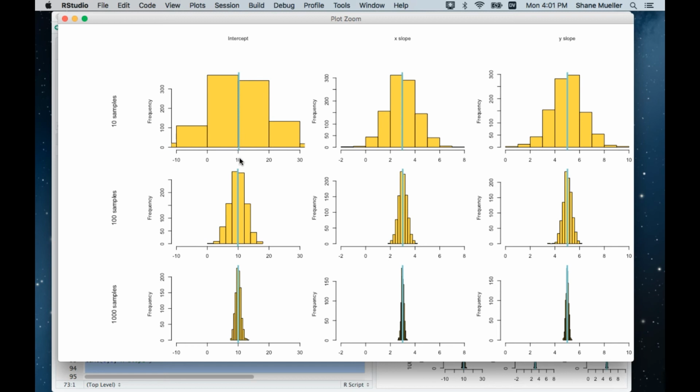If you have a small pool sample and you find that it's significant, it's likely to be larger than the truth. Otherwise, you wouldn't have found it to be significant. So this is the intercept, the slope with x and the slope with y. On average, if we do this a bunch of times, we get an unbiased answer. But on any particular one, we might get a slope from 0 to 6, or 2 to 8, or negative 10 to 30 in the intercept.